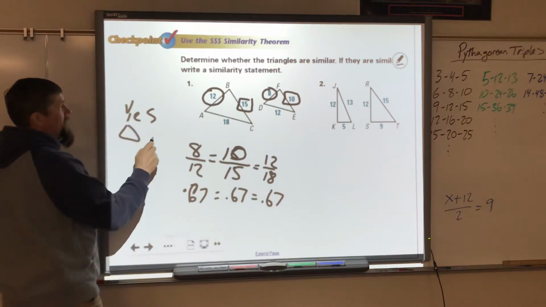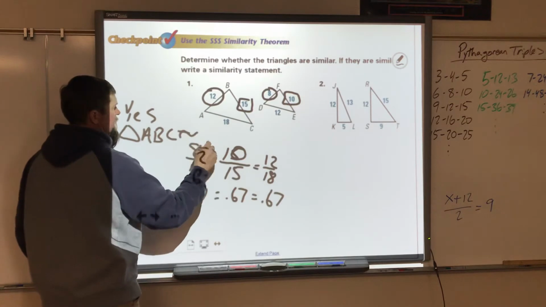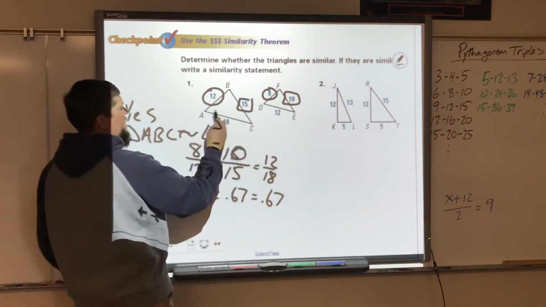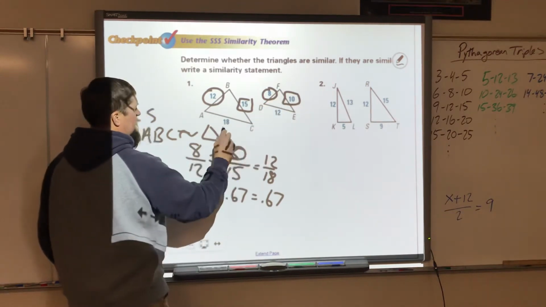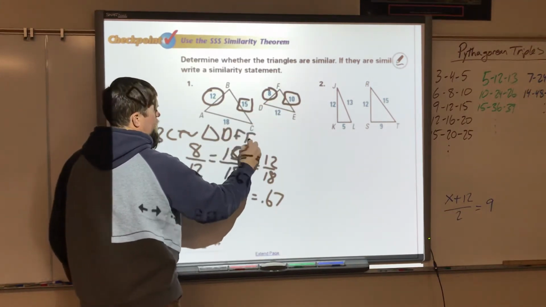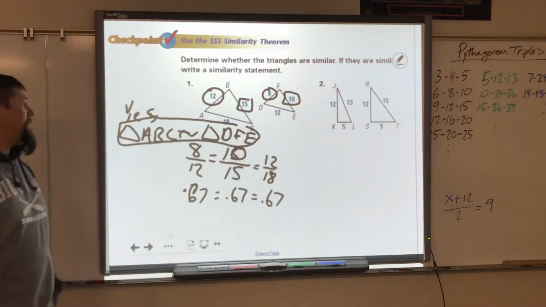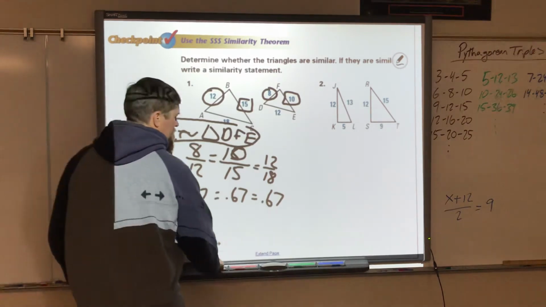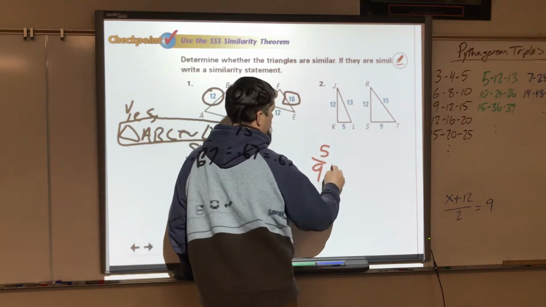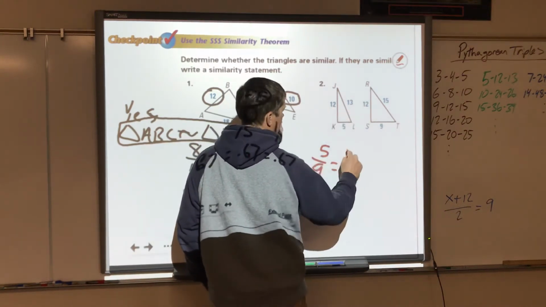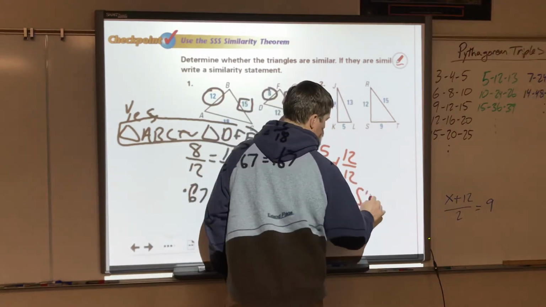So triangle ABC is similar to triangle, and it would have to be DFE. There's my similarity statement. Okay, let's try this one. 5 compared to 9. Is that the same as 12 compared to 12? And of course it's not. So these are not similar.